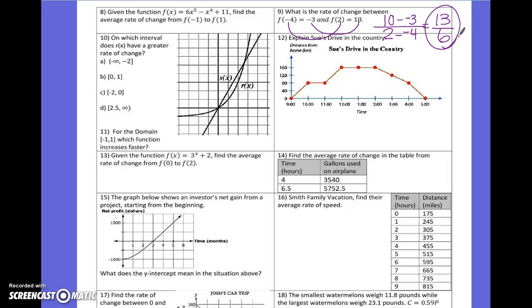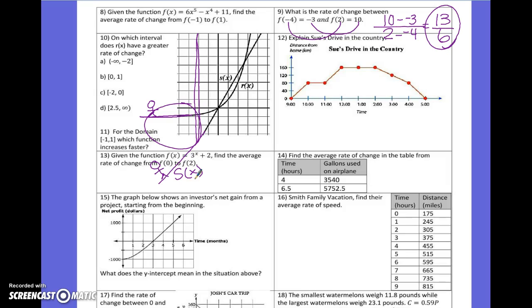On which interval does r of x have the greater rate of change? So if we go from negative infinity to negative 2, right here, you're looking at that section. This curve is not very steep right there. And if you were to continue this line, that line stays constant. So if you look, the straight line s would be going faster there. It's harder to climb up in that section.